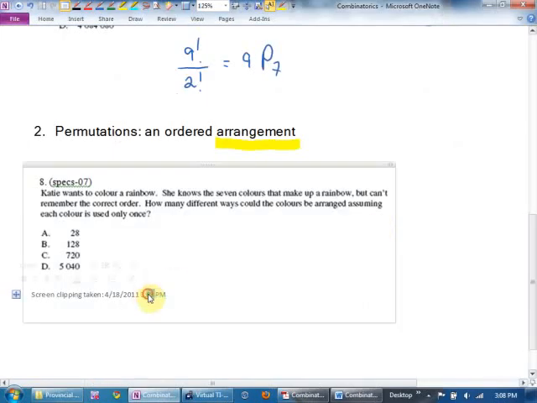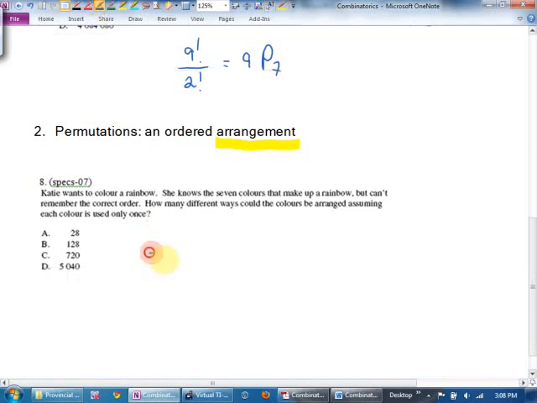Now, permutations came out of the fundamental counting principle. We could go, there are seven colors, 1, 2, 3, 4, 5, 6, 7. And we could say, because she can't remember the correct order, so order does make a difference, 7, 6, 5, 4, 3, 2, 1, which is how we started out by doing this. And then we said, you know what, there's a great shortcut for writing that. How can we write that? 7 factorial. And I think 7 factorial is 5,040. Okay. So there is an example of a permutation.